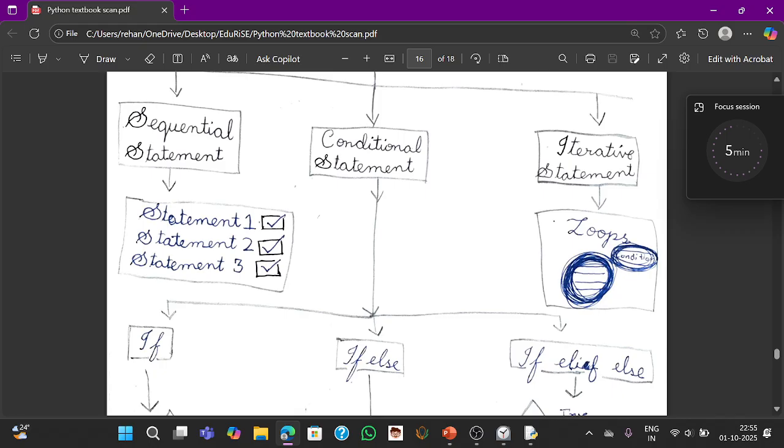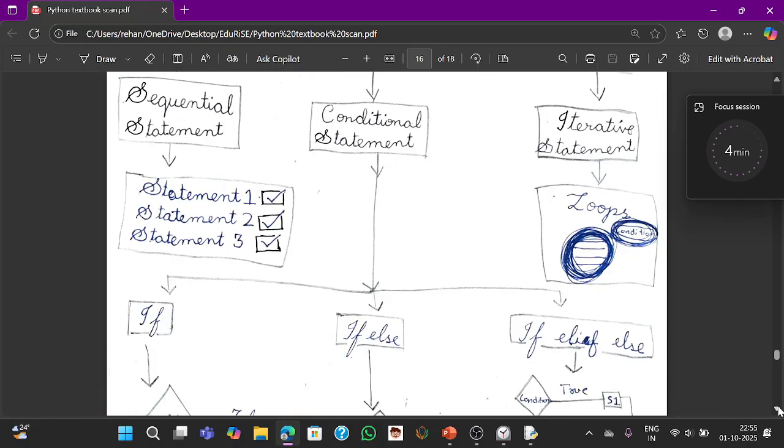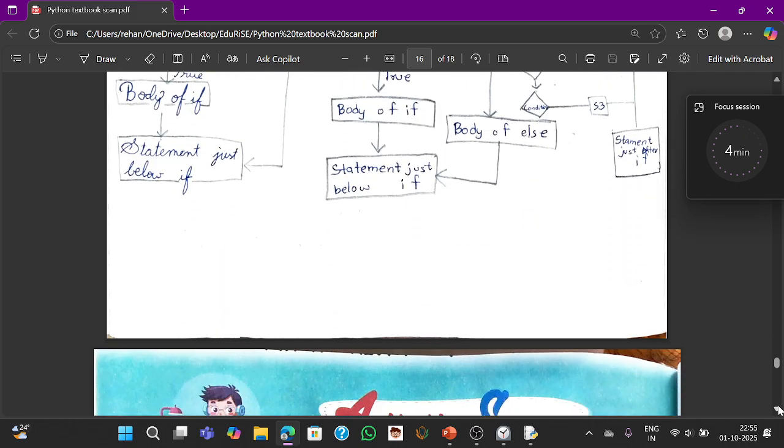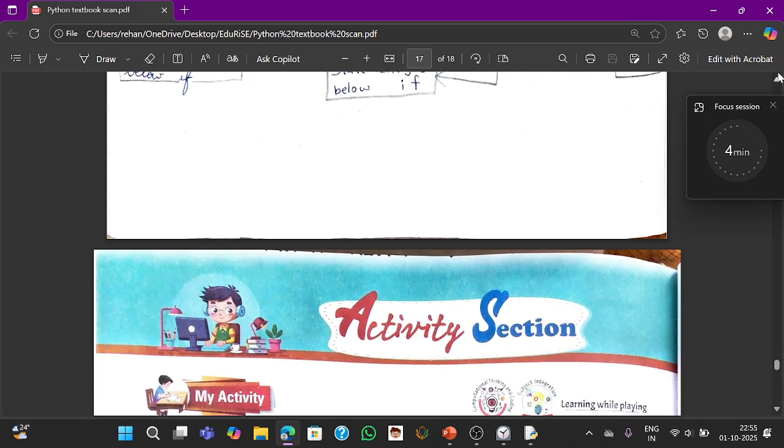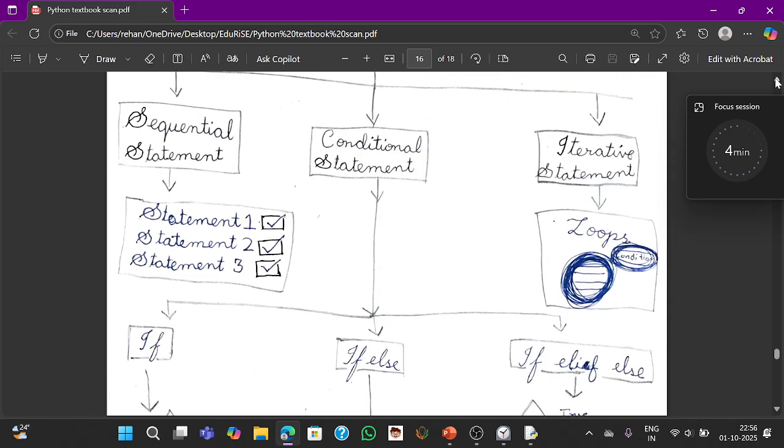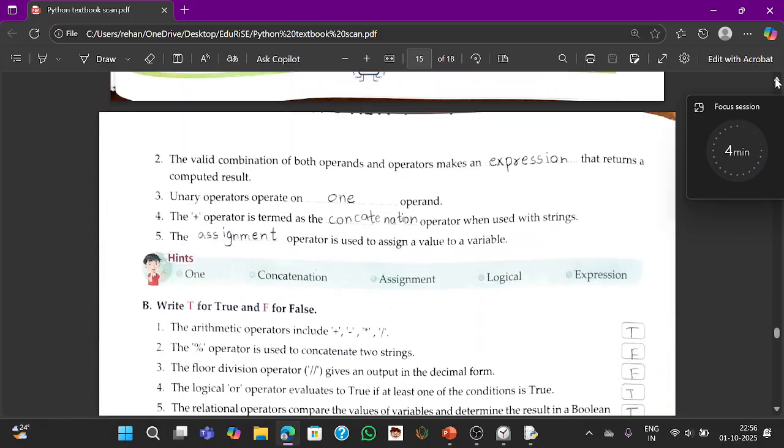There are no programs started over here. But in the next grade 8, we will be coming across more of the programming part in iterative. So as of now, we have sequential statement in this chapter, conditional statement for if, else. With this, we'll complete the chapter. Then we'll move on to this activity session. Quickly, we'll start the first part.